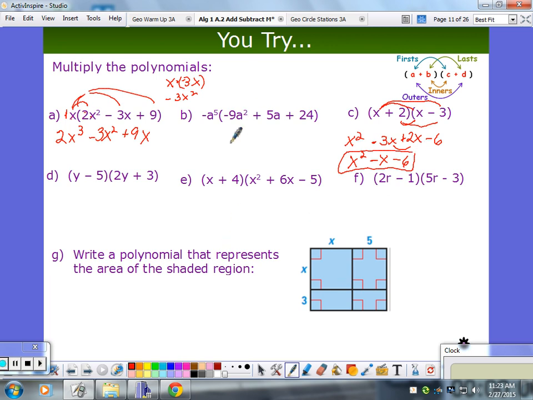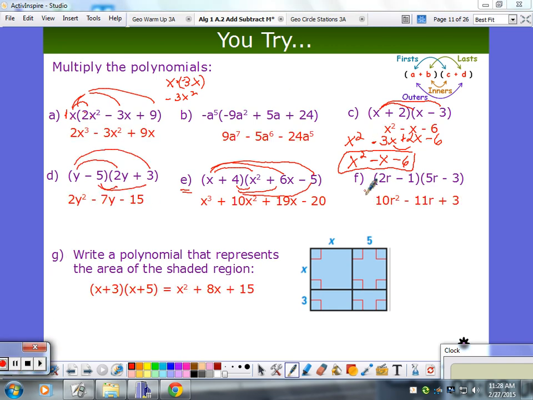All right, try these other ones. Be careful with E. FOIL doesn't work with E. You're going to distribute the x, and then you're going to distribute the 4. So give these guys a try. All right, you may not have finished them all. How are we doing? Do we at least match, like say here for B?